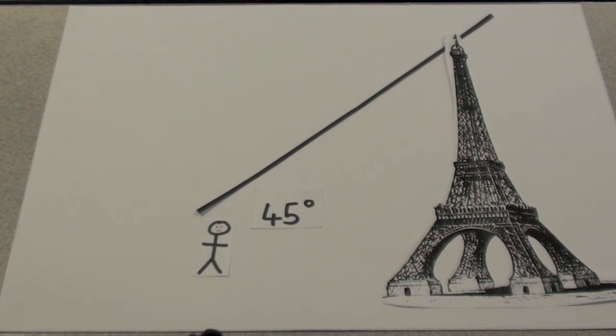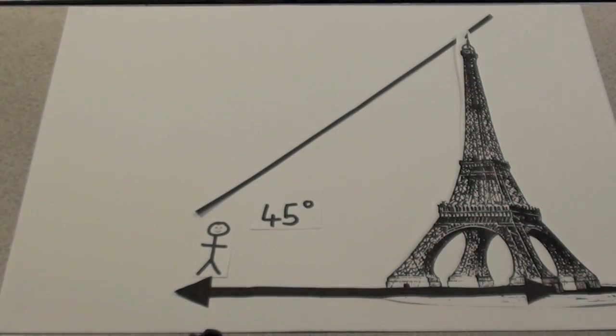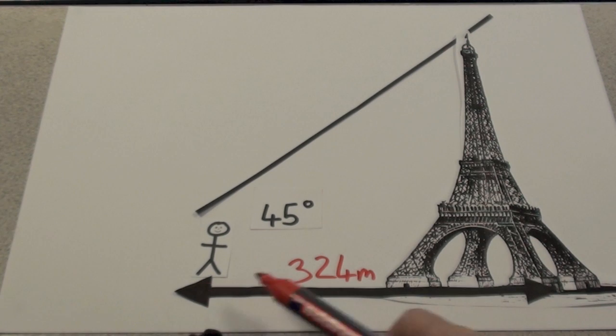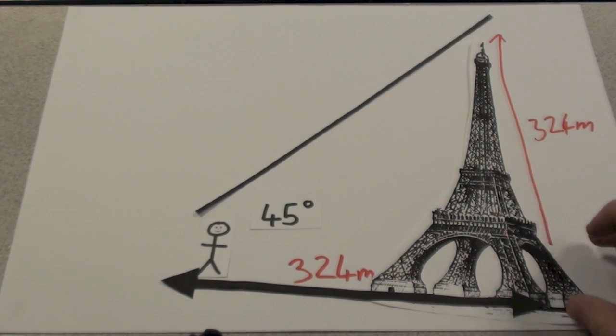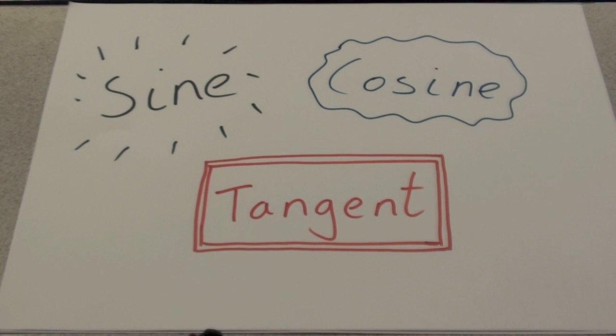What's perfect about this is if both sides are the same, he can measure the distance from the Eiffel Tower to him, which is 324 meters, and as a result he knows how tall the Eiffel Tower is because it's also the same length of 324 meters, with a little subsidence. Monsieur Mathematique used trigonometry to find the height of the Eiffel Tower, and sine, cosine and tangent are our three trigonometric functions that are going to help us.